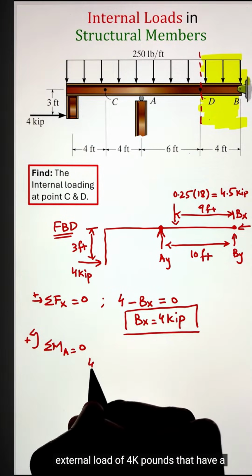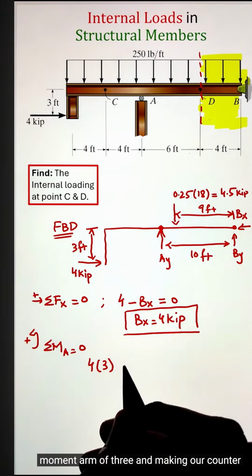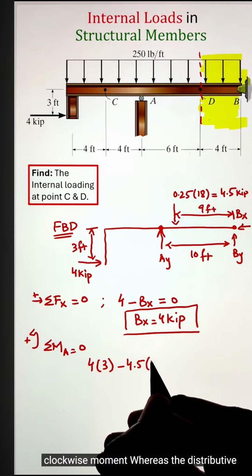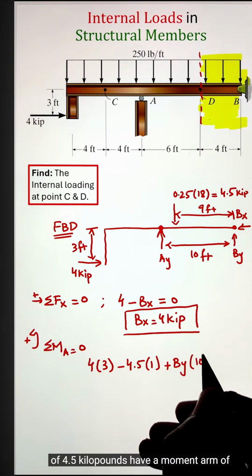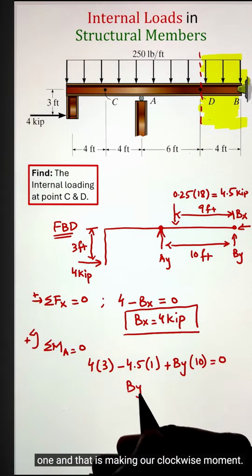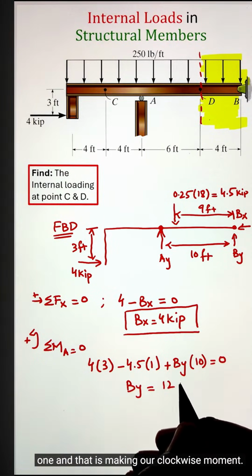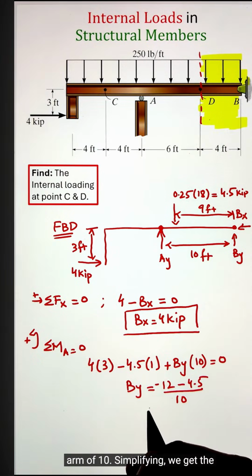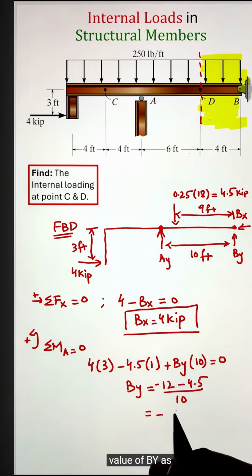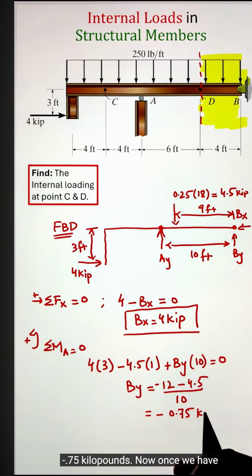We have our external load of 4 kilopounds that has a moment arm of 3 and makes a counterclockwise moment, whereas the distributed load that is converted into a point load of 4.5 kilopounds has a moment arm of 1 and that is making a clockwise moment. Finally, we have By that has a moment arm of 10. Simplifying, we get the value of By as negative 0.75 kilopounds.